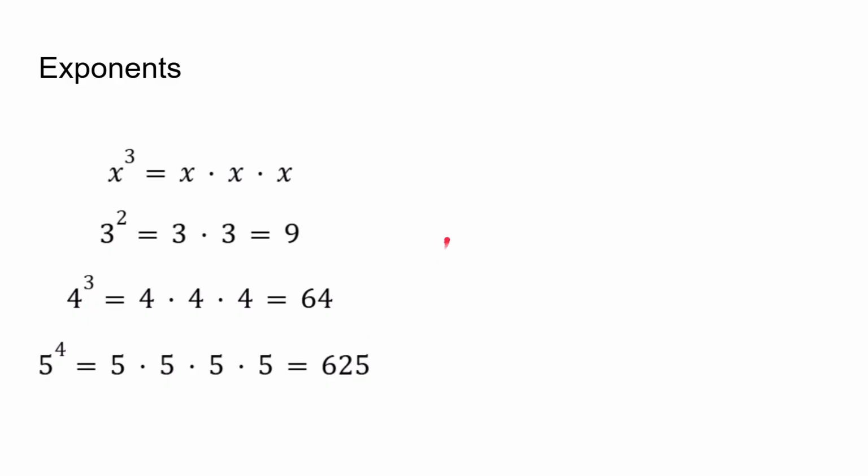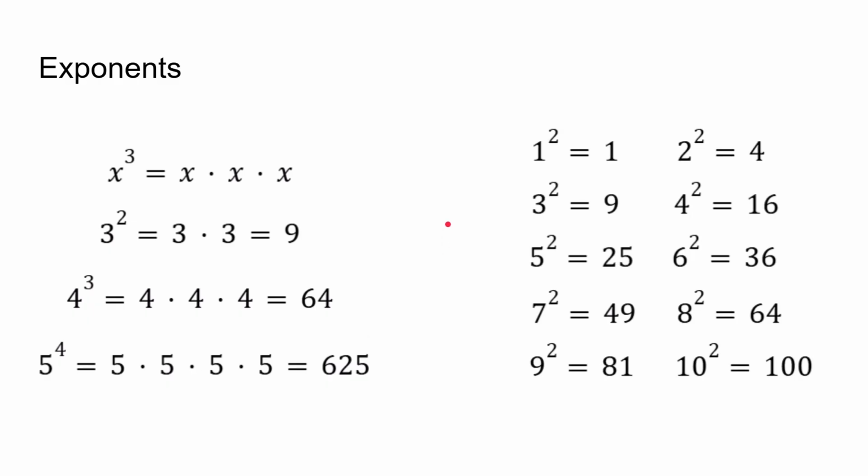And I would advise just memorizing all of the squares at the very least, from 1 to 10, and here they are. So 1 squared is 1, 2 squared is 4, 3 squared is 9, 4 squared is 16, 5 squared is 25, 6 squared is 36, 7 squared 49, 8 squared 64, 9 squared 81, and 10 squared 100.